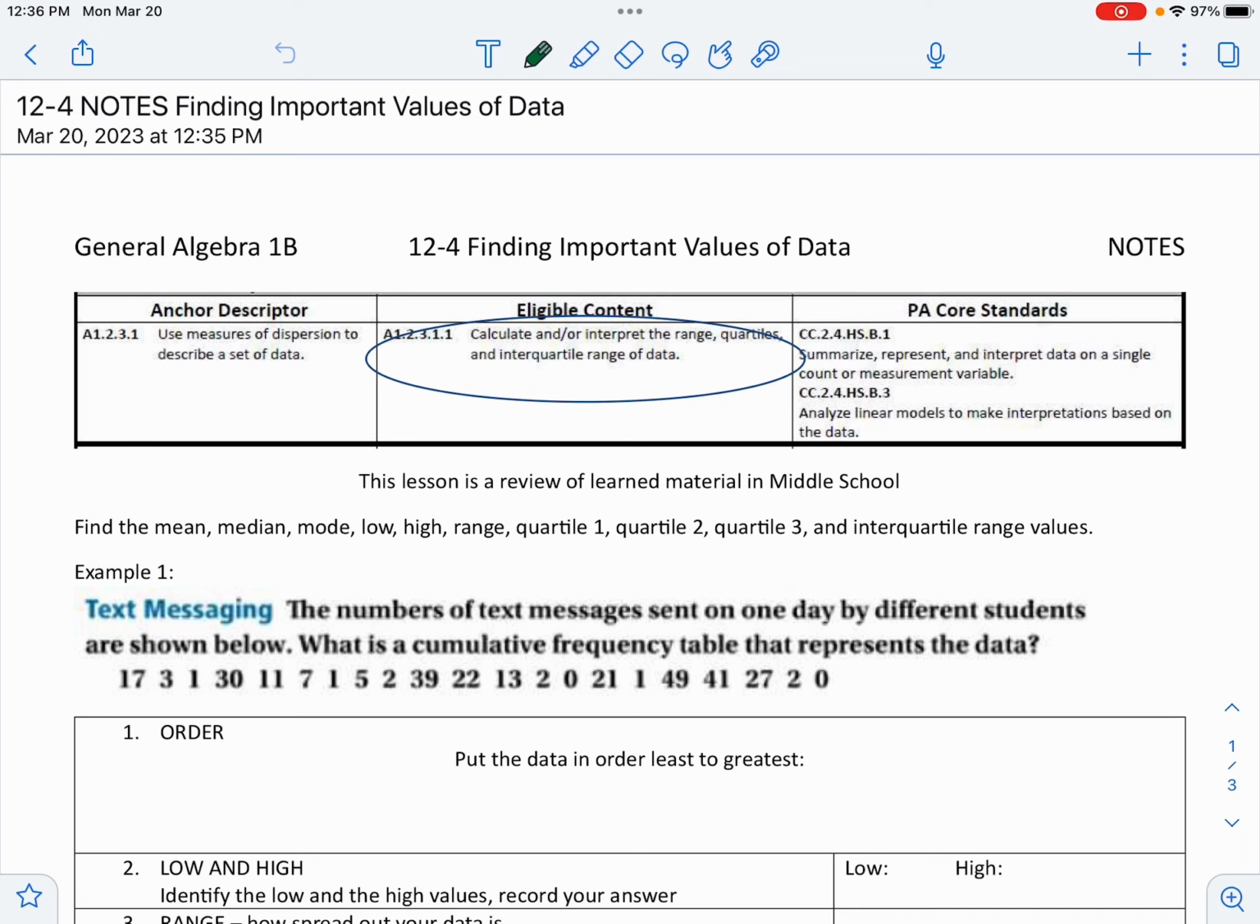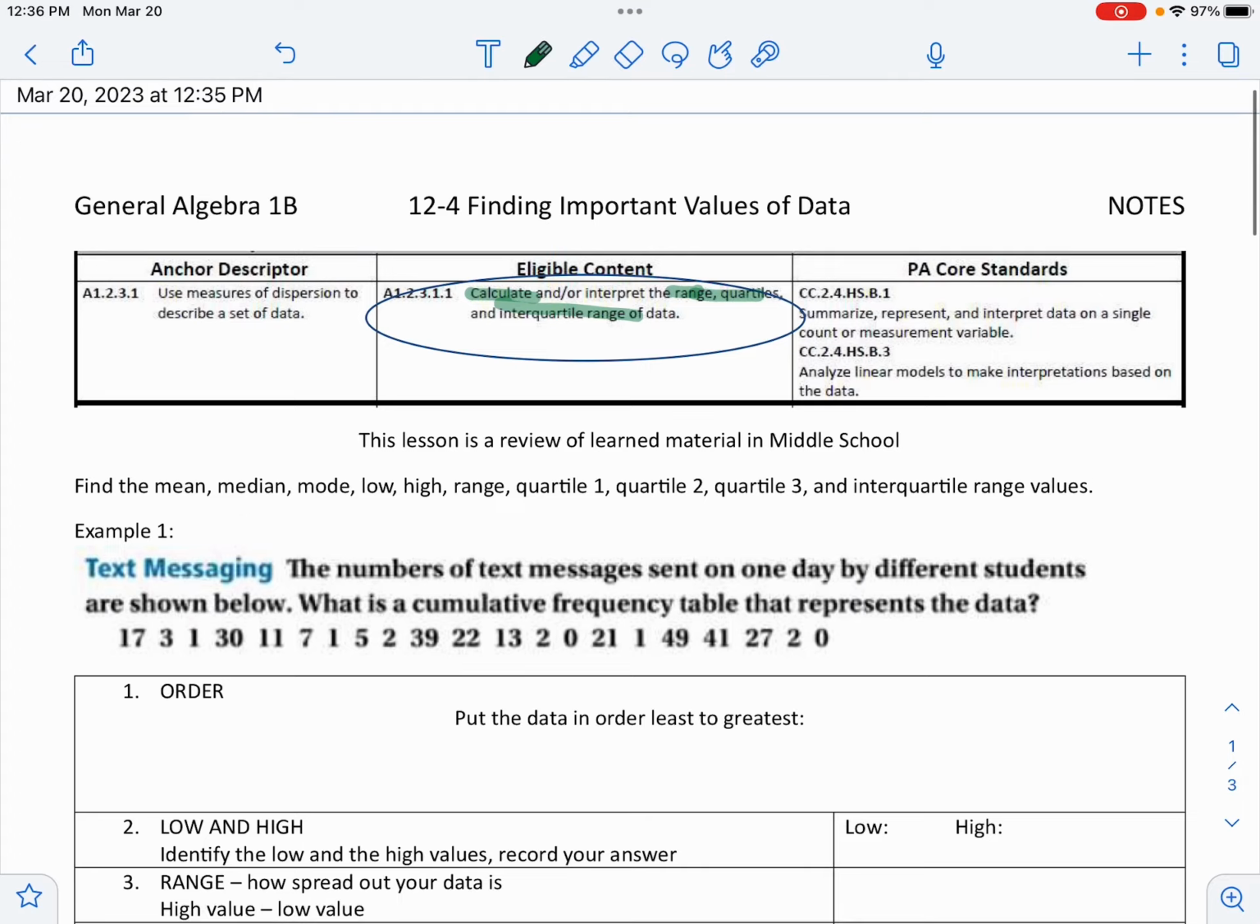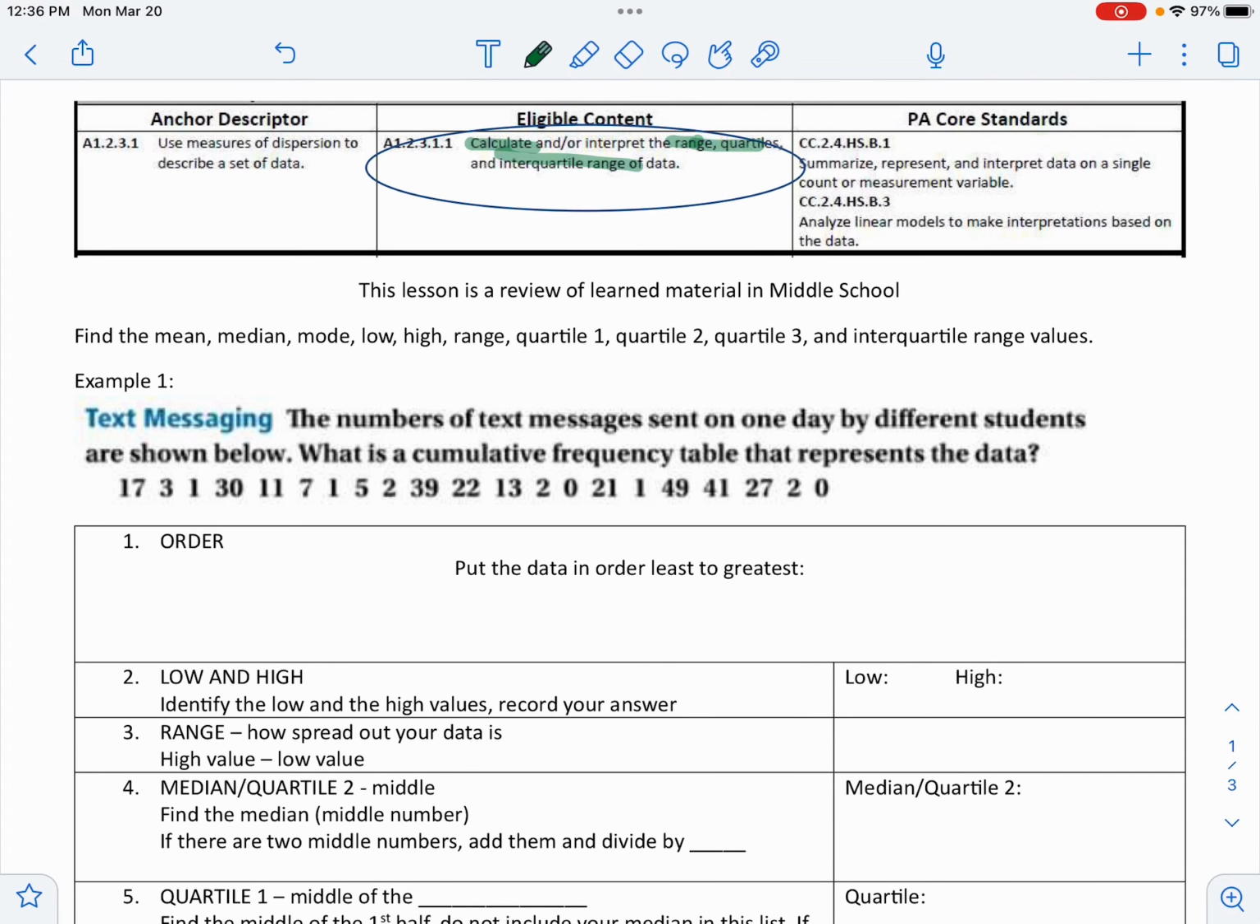So here we go. We need to be able to calculate. Today we're just going to work on the calculating part: the range, the quartile values, and the interquartile value ranges. And in order to do that, I have, I think, 4 examples because every example is going to be unique.